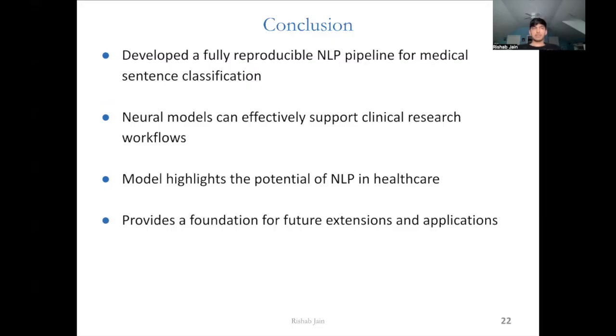Overall, this project demonstrated a fully reproducible NLP pipeline for classifying medical sentences into structured sections. The results show that neural models can effectively support clinical research workflows. While there are limitations, this work highlights the strong potential of natural language processing in healthcare and provides a foundation for future extensions and applications.